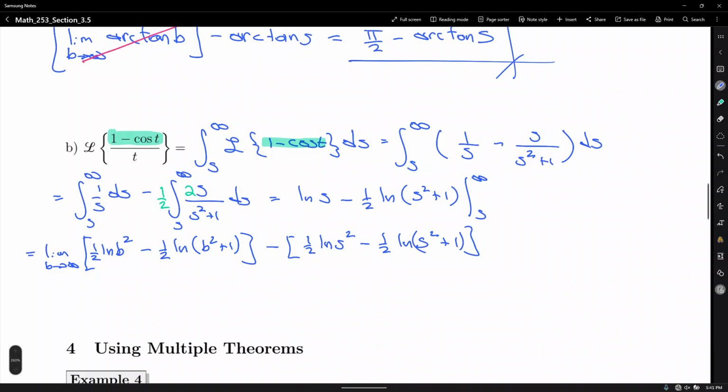So the reason why we want to do this is because I'm going to write this as a quotient of two logarithms. Number one, I'm going to factor out the 1/2. That equals 1/2 the limit as b approaches infinity, and this will be ln of b squared over b squared plus 1, and then minus the same 1/2, minus ln of s squared over s squared plus 1.